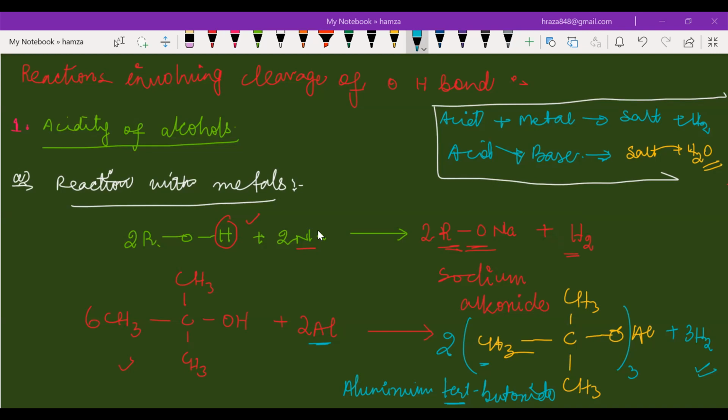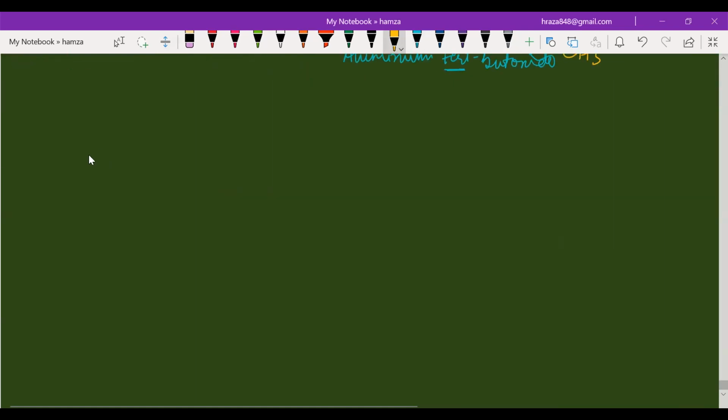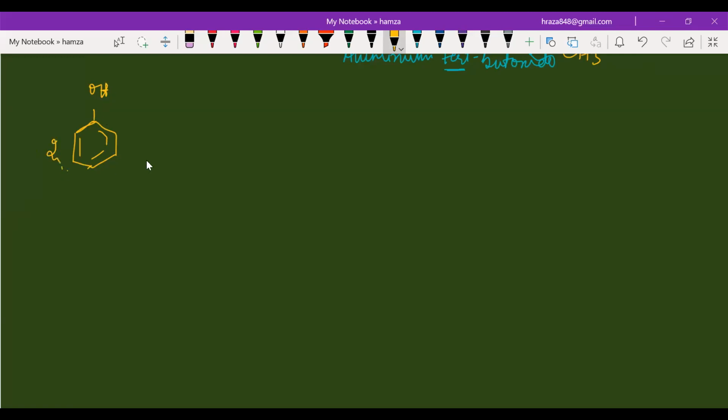Hamza? Okay. So there is a simple reaction, as I told, that the same reaction will be followed in phenol also. I'm going to write a reaction and you are going to answer me. This is phenol and we are going to take 2 moles of this reacting with 2 moles of sodium. Please let me know the products.